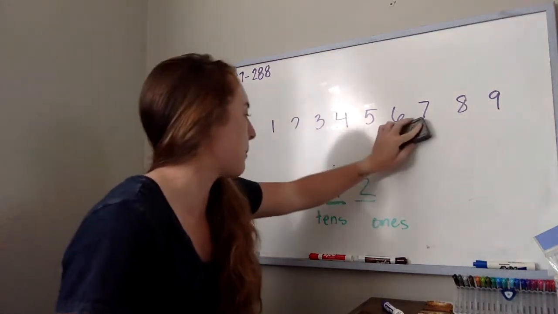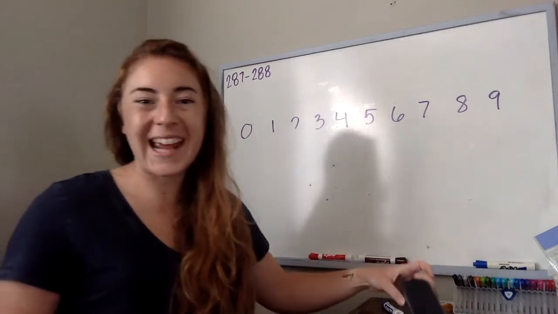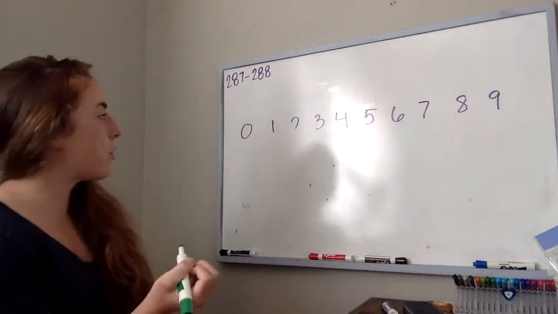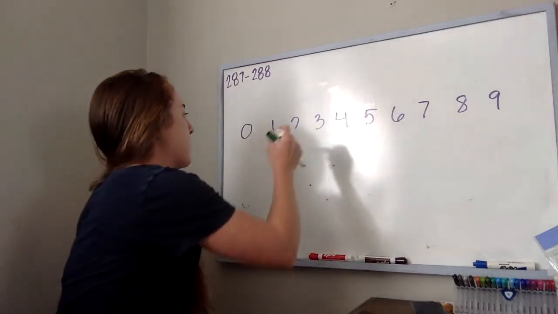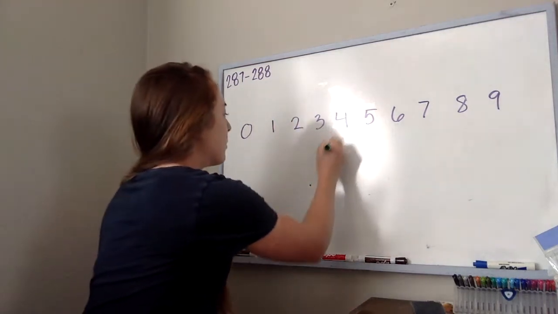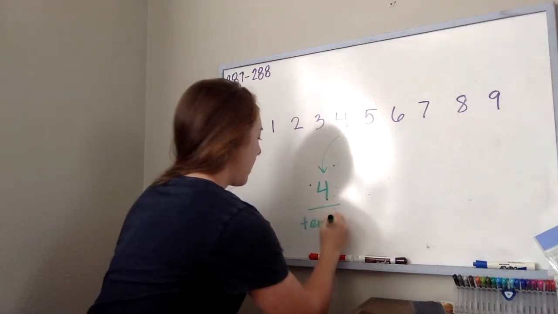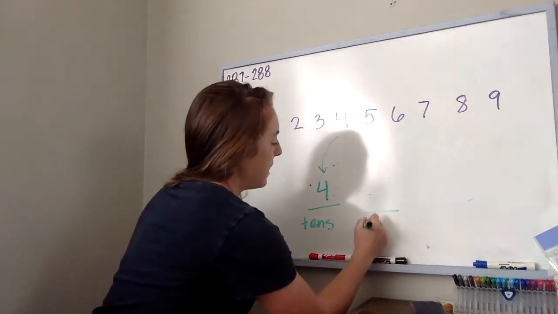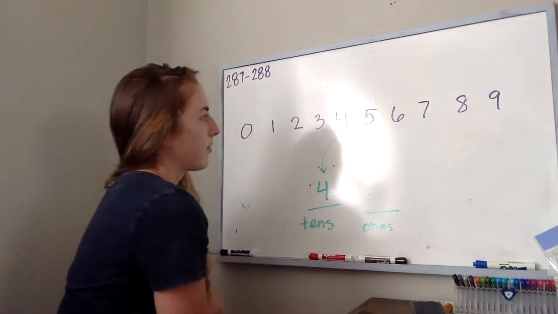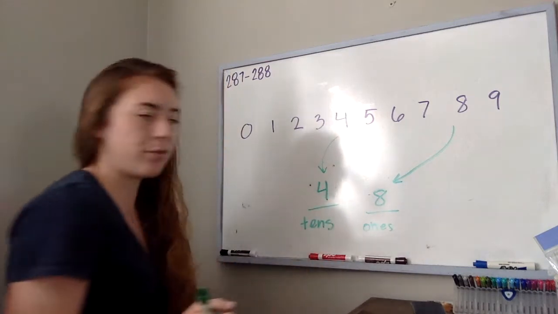Let's do a couple more numbers. How about 48? How can we write 48? My 2 got a little erased. First, we need our 4. Those are our tens. 48. How many ones do we have? 8. We're using these digits to make 48.